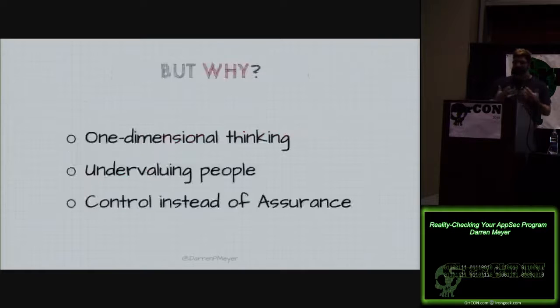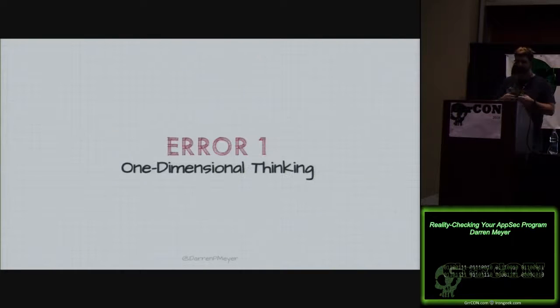So let's talk about why this happens, and it really boils down to three major problems that I've seen in organization after organization. One is one-dimensional thinking, which is that we try to boil everything down to a KPI. We undervalue people. We treat them as an inconvenience rather than as some key component of a proper AppSec program. And then we try to build a quality control program instead of a quality assurance program, and all the stuff that comes with that. Let's dig in a little bit.